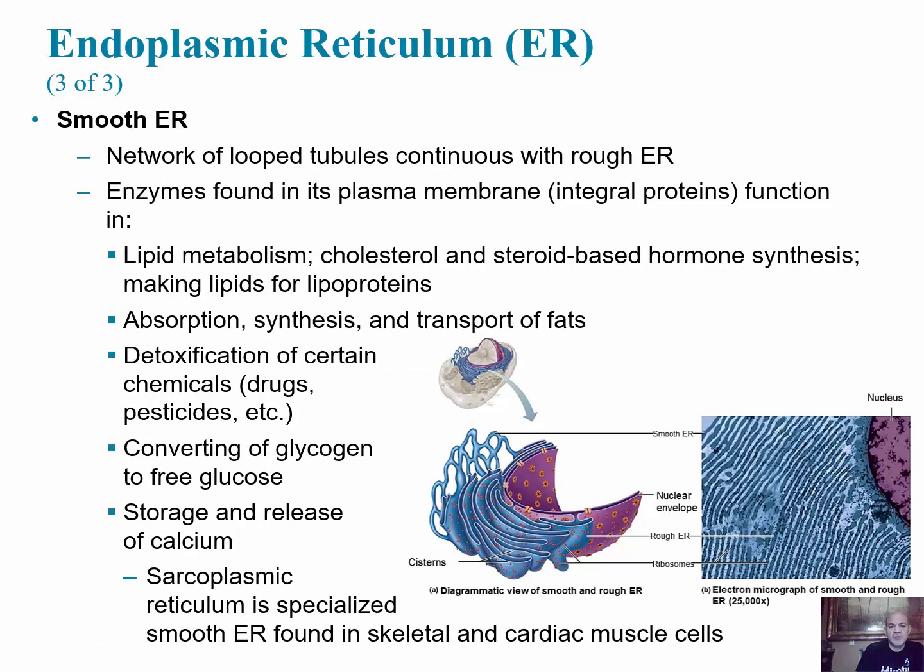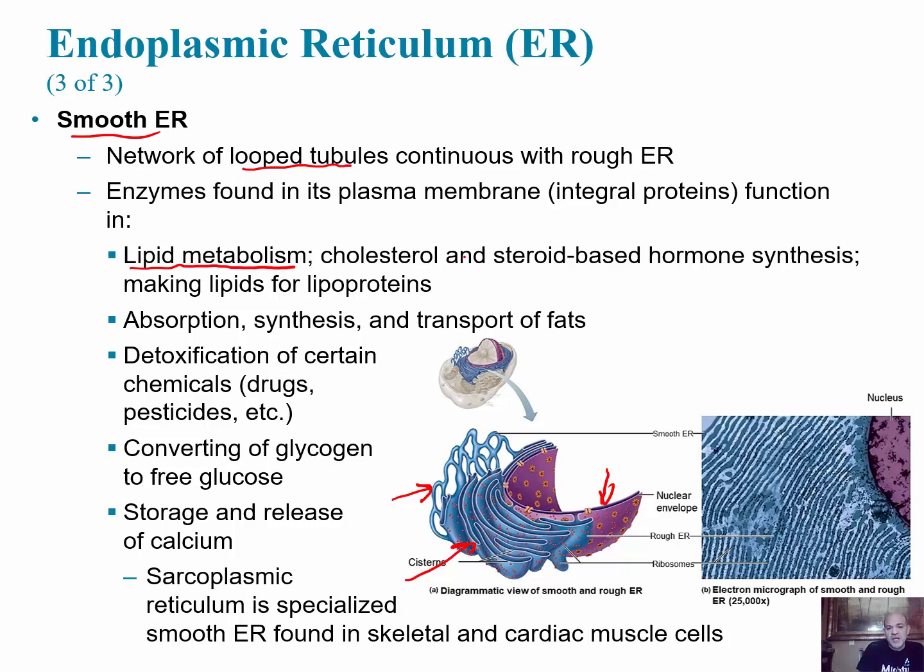And then looking at the smooth ER, we're coming off the nuclear envelope right here, and then here's the rough ER. If you go further out, then you run into a more tubular smooth ER. And so the smooth ER is going to be a network of looped tubules, and again, continuous with the rough ER. That means extending from the rough endoplasmic reticulum. The enzymes found within its membrane, so it does have a membrane too, are going to have some functions. So this gives what the function of the smooth endoplasmic reticulum would be.